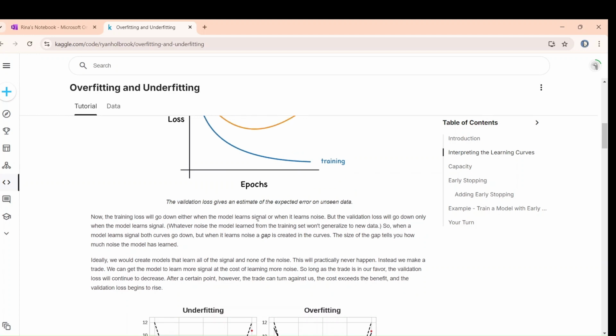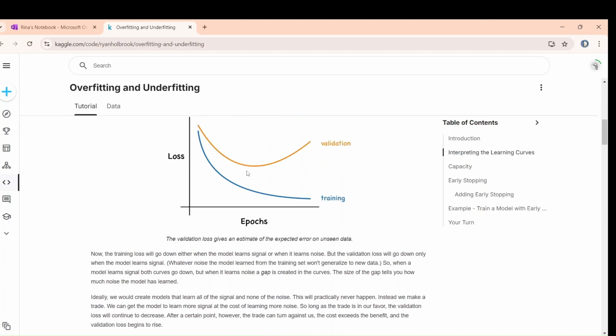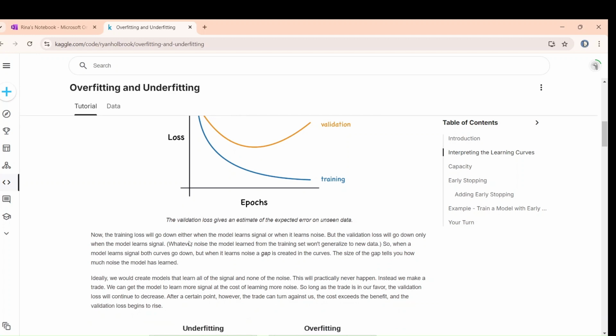Okay. Anyway, let's see. Now the training loss will go down either when the model learns signal or when it learns noise. Because in your data set, you have signal, you have noise. Signal means the true pattern, noise means the fluctuation. So here, as your model can see the data set, it is learning the signal also, it is learning the noise also. But the validation loss will go down only when the model learns the signal. Learning the signal is the correct thing, so the validation loss is getting reduced.